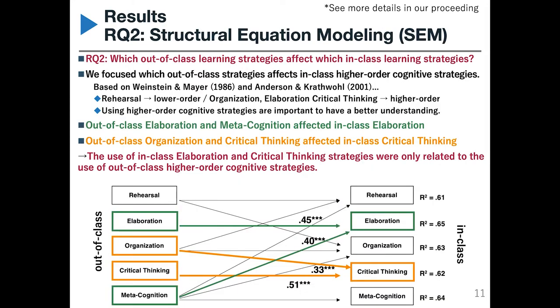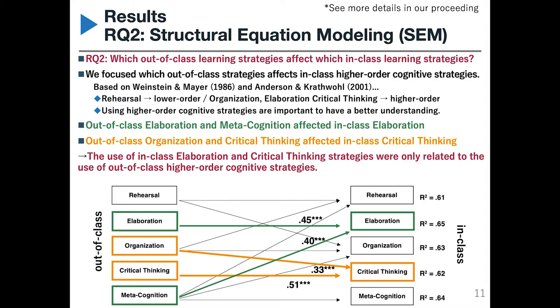Next, I'll talk about results to investigate the second research question. Which out-of-class learning strategies affect which in-class learning strategies? We conducted structural equation modeling. I'll show the results, focusing especially on in-class higher-order cognitive strategies. It is said that rehearsal strategy is a lower-order cognitive strategy, and organization, elaboration, and critical thinking strategies are higher-order cognitive strategies. Using higher-order cognitive strategies is important to have a better understanding. Therefore, we investigated which out-of-class strategies affect in-class higher-order cognitive strategies.